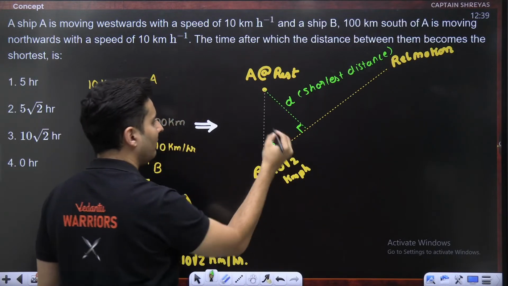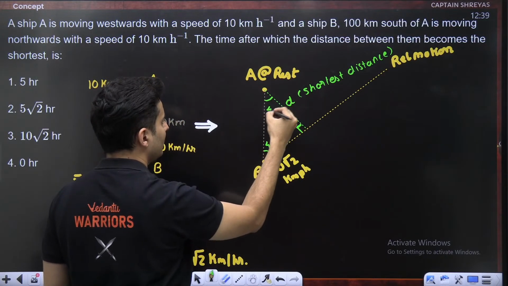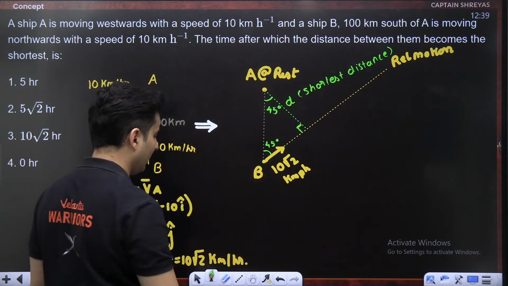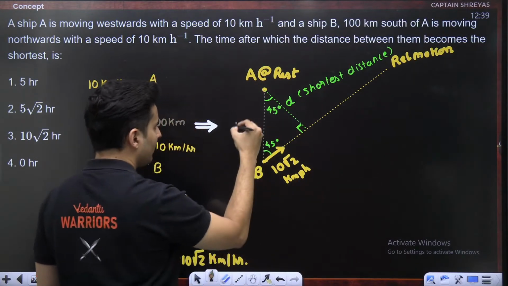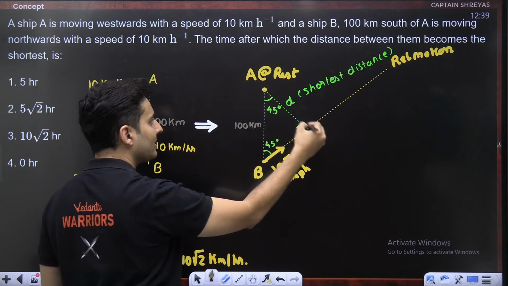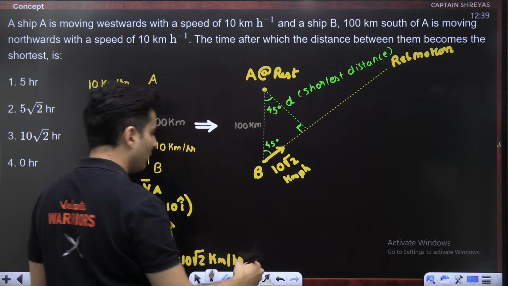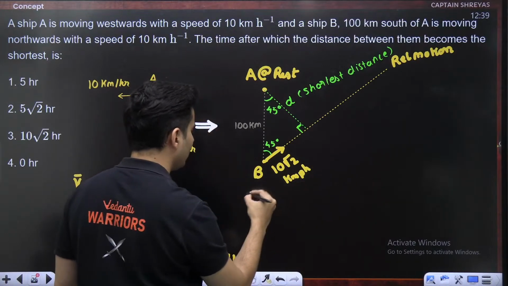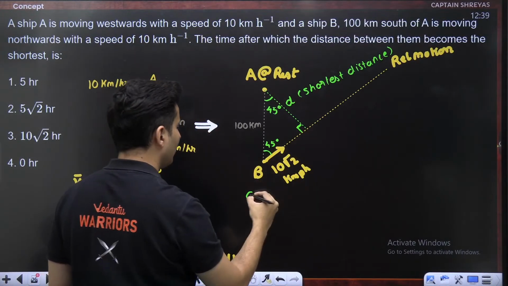Okay, this is 45, this is 90. Obviously, this is also going to be 45 degrees. Next thing, this is 100 kilometers. So guys, what will this D be? Use the cos 45 formula, you will get the answer. And you can also get this one over here.